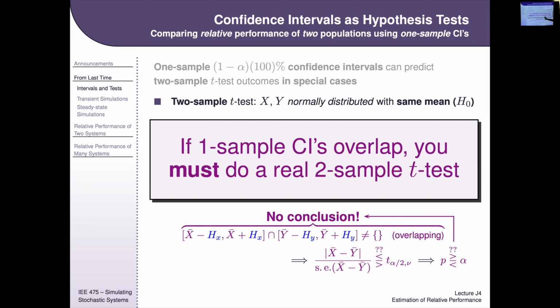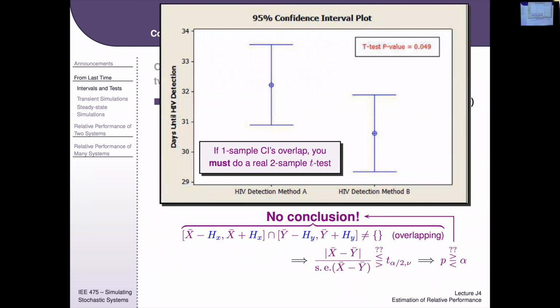If they do overlap, then you actually have to run JMP or run the output analyzer. So there are shortcuts here. If you were to plot your confidence intervals for model A or model B, in this case HIV detection method A and HIV detection method B, these are 95% confidence intervals. And in this case, they overlap.